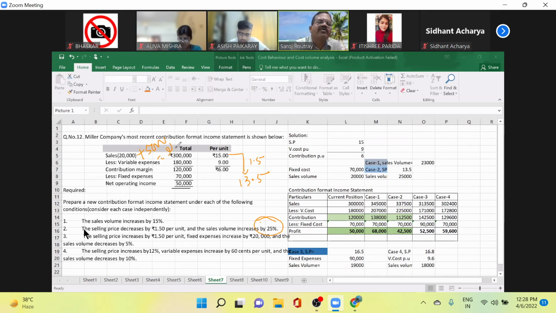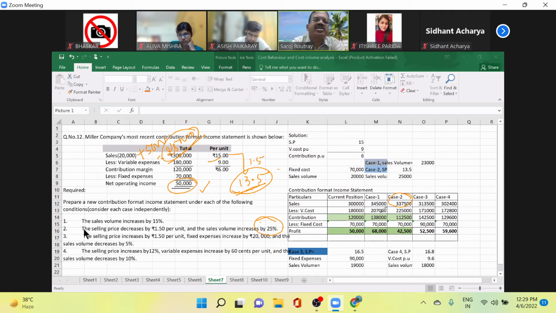It will become 25,000. So there are 2 changes happening: one, selling price decreased, and two, volume increased. We have to see whether it is profitable for the organization, whether it increases the profit or not. So it is 25,000, but the selling price is no more 15, it is 13.5. So 25,000 into 13.5 is 3,37,500, our total sales.